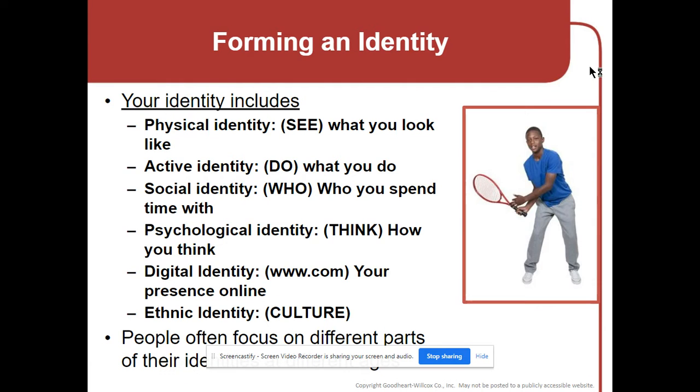I'm going to talk about some different components of our identity. So your identity has different types and things that form it. So you have your physical identity, what we see, active identity, what we do, social identity, who we spend time with, psychological identity, what we think about, and your digital identity, which is how you present yourself online.